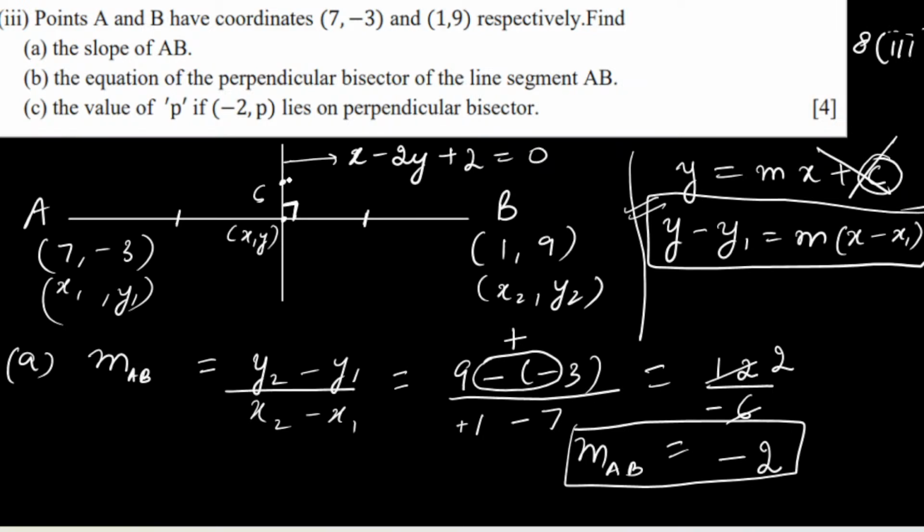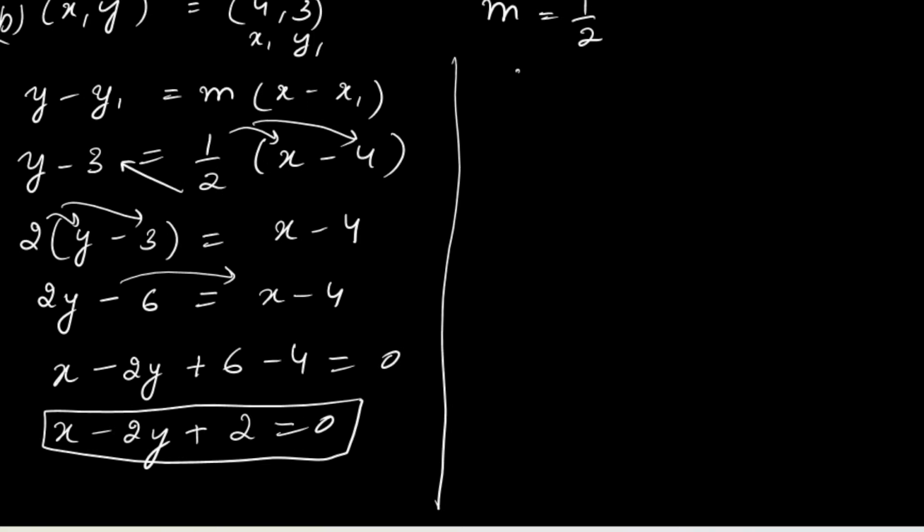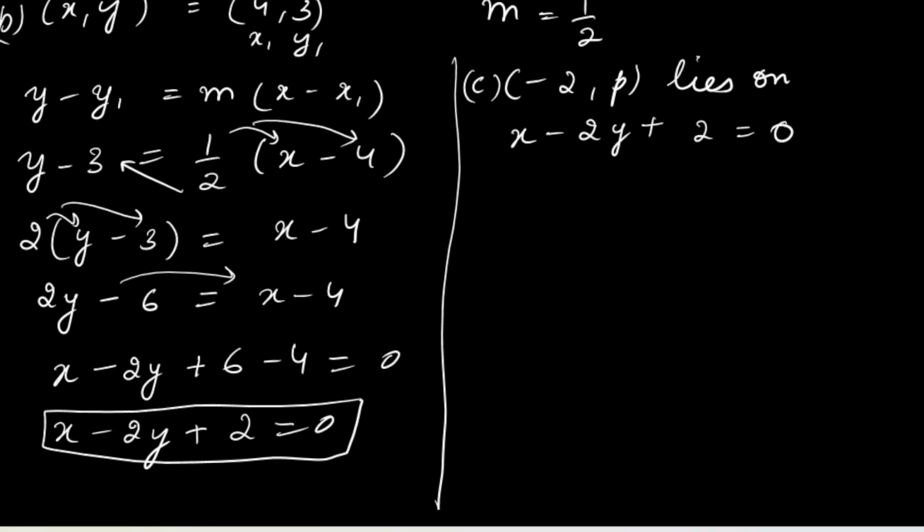But on this line they are telling that this point (-2, p) also lies on this line. If this point lies on the line, that means it will satisfy the equation. It lies on x minus 2y plus 2 equals 0, so I have to find the value of p. If it lies on it, that means it satisfies the equation.